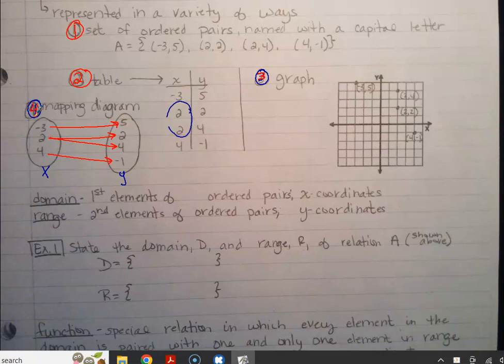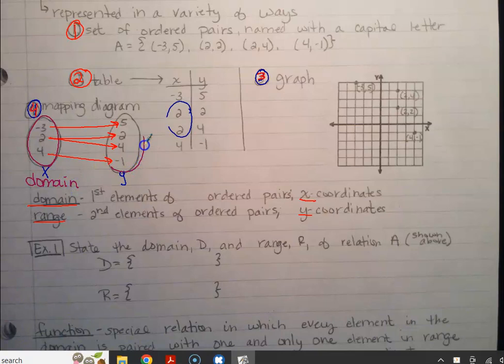Then we break down and we need to look at this vocabulary. Domain is the first element of an ordered pair. That's just your x coordinate. Domain is the same thing as your x. That's why it says here x coordinate. Your range is the second element of the ordered pair. So that's your y. It's your y coordinate. So if I was looking at this mapping diagram, what would all these numbers be? The domain or the range? These are the domain.